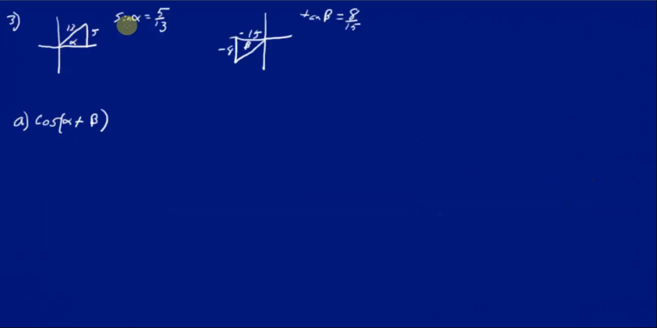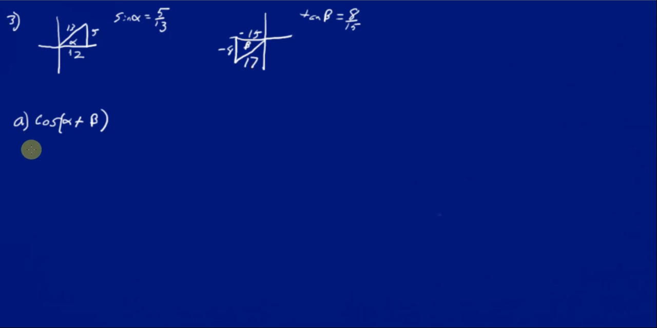Okay, number 3 tells me that the sine of alpha is equal to 5 over 13. It also tells me it's in the first quadrant. So I draw my triangle in the first quadrant, use the Pythagorean theorem to find the missing side, which is 12. It also tells me the tangent of beta is equal to 8 over 15, and that beta lies in the third quadrant. In the third quadrant, the tangent is positive. However, the opposite and the adjacent side are both negative. And using the Pythagorean theorem again, I find the hypotenuse or the radius to be 17.